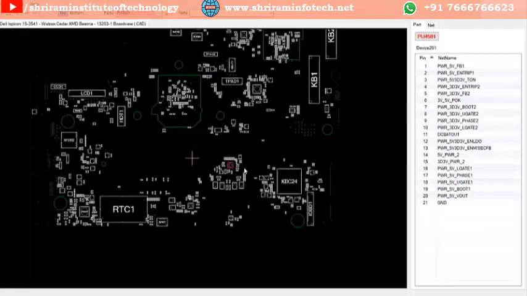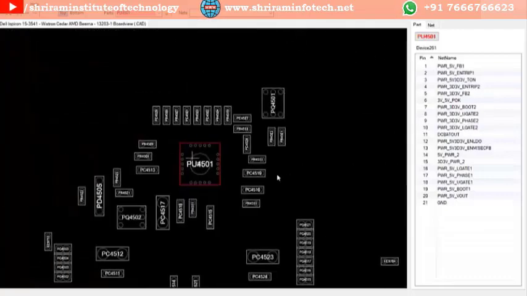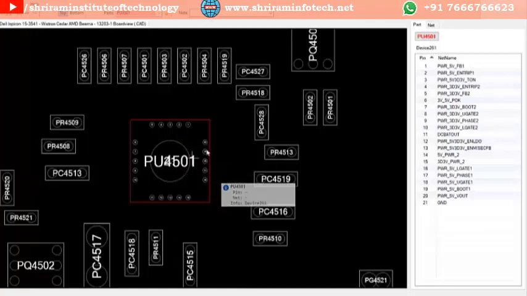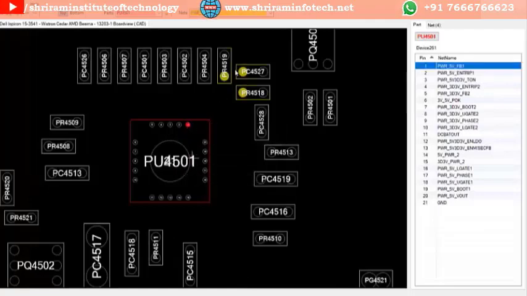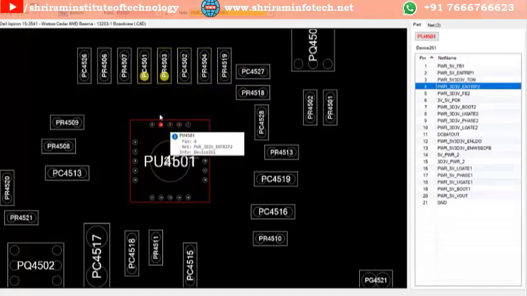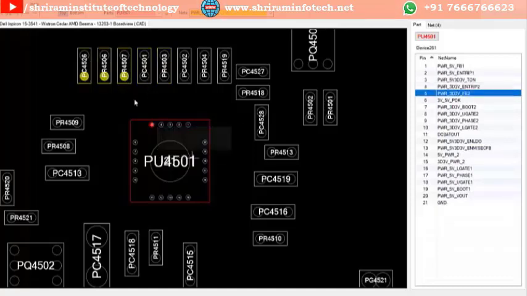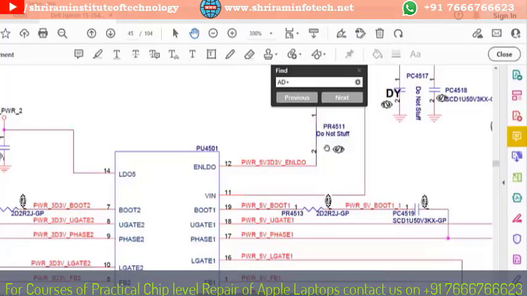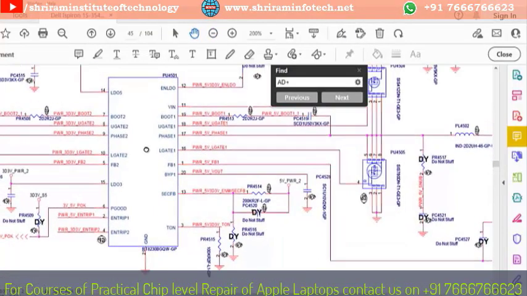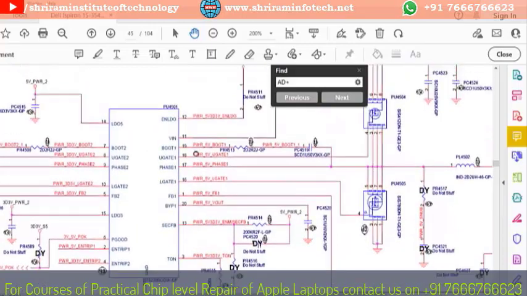See, you can zoom like this. PU4501. All the pinouts are on this side, the description is on this side, and this is the chip. This is pin number 1, connection is here, pin number 2 connected here, pin number 3, pin number 4 connected to these 2 resistors and capacitor, pin number 6, 5, like that. Okay, so the thing is, first we have to check the input. The input pin is pin number 11.